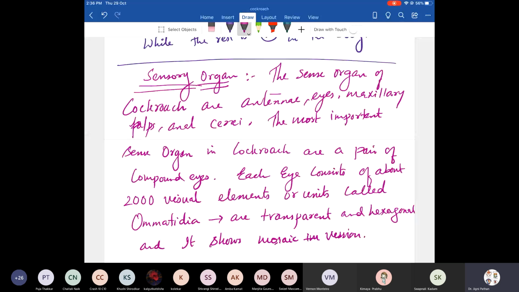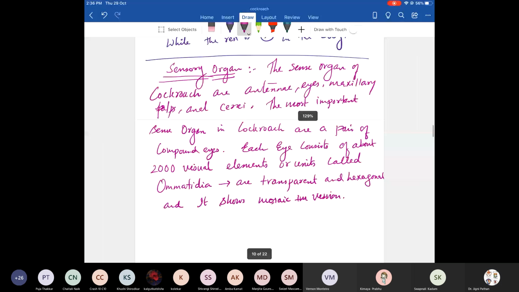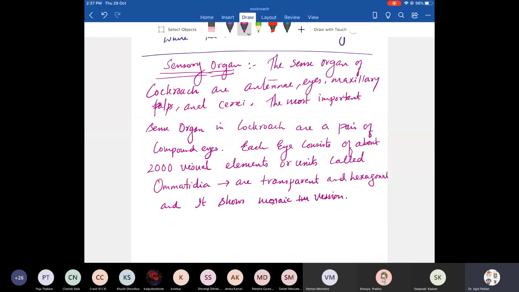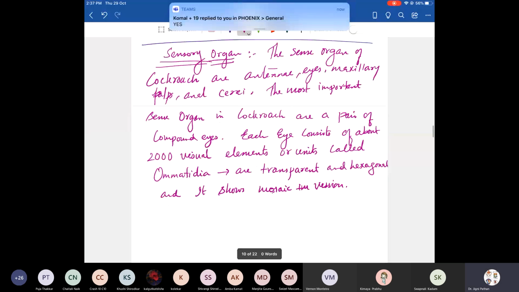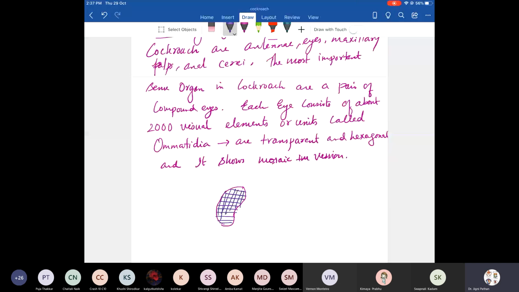Yeah, I'll tell you what mosaic vision is. Have you all done with the writing? Okay. See, as I said, if this is the eye of a cockroach, this eye has many units. How many units? 2,000 units. Imagine the eye of a cockroach having 2,000 units, and each unit is called an ommatidium.